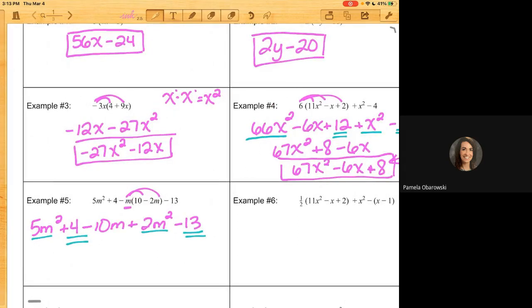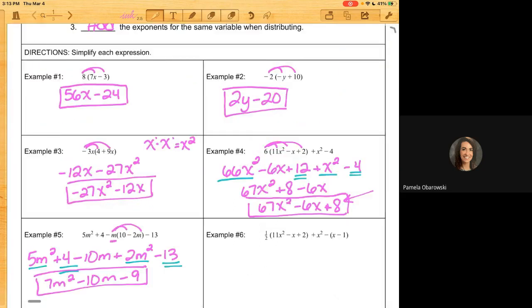I've got 7m squared minus 10m. 4 minus 13 is minus 9. And notice that time I did write in standard form. That is a quadratic trinomial.